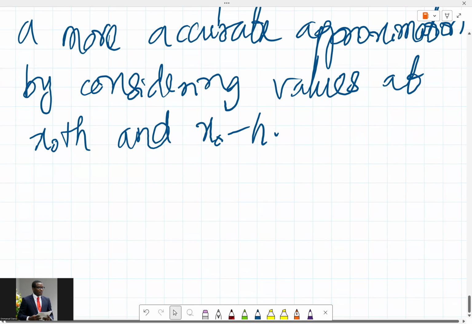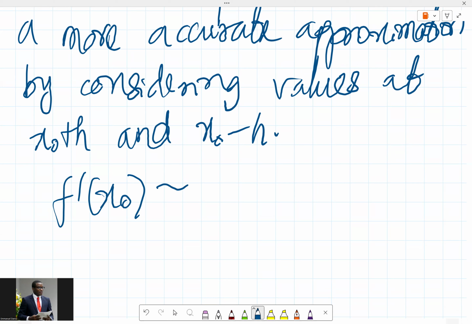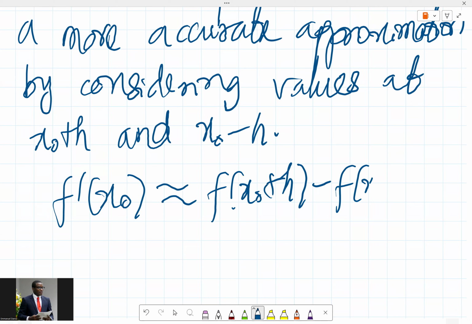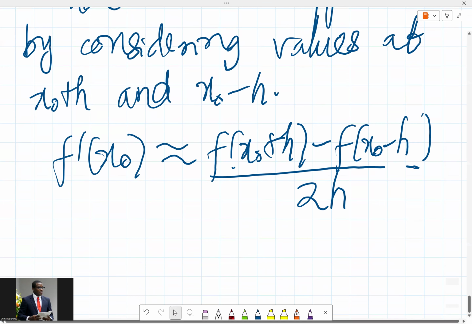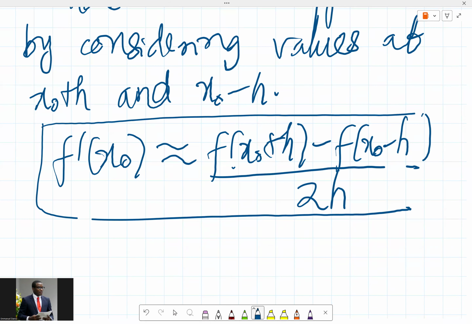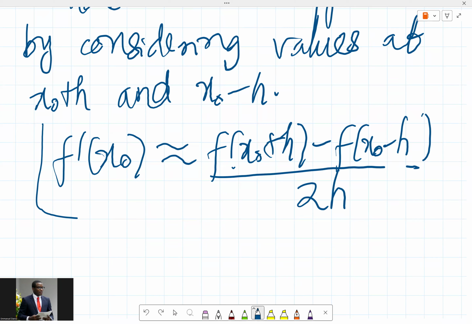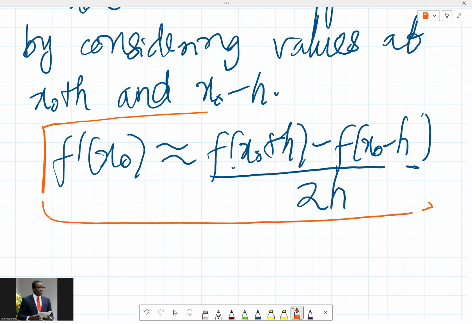So now we have our formula: f prime of x naught is approximately f of x naught plus h minus f of x naught minus h, all over 2h. So it's more like we have one step ahead, one step behind. So at the end of the day, we have two steps altogether. For forward difference, we had one step ahead. For backward difference, we had one step behind. But for central difference, we have one step ahead and one step behind, meaning that we have two steps altogether off the center. So that's why this is now divided by 2h.